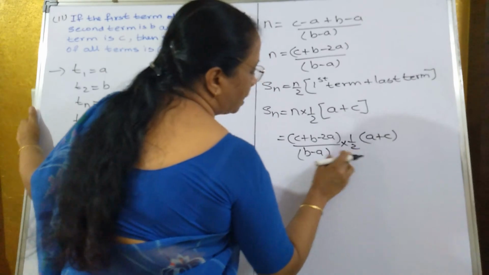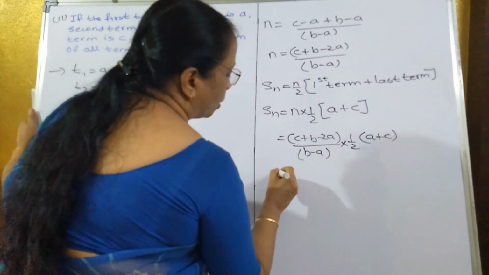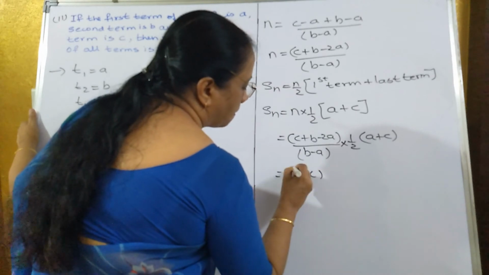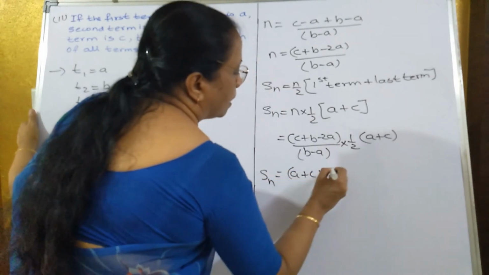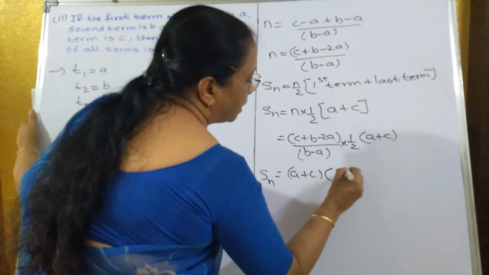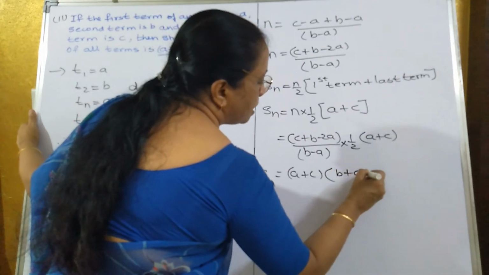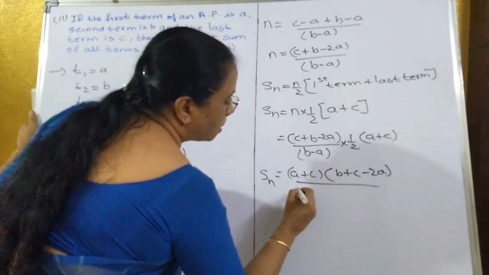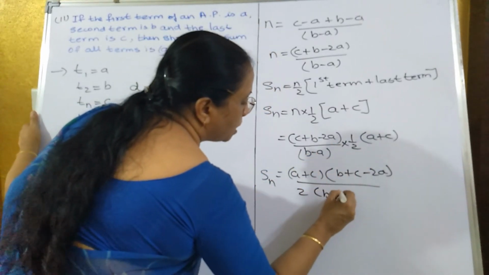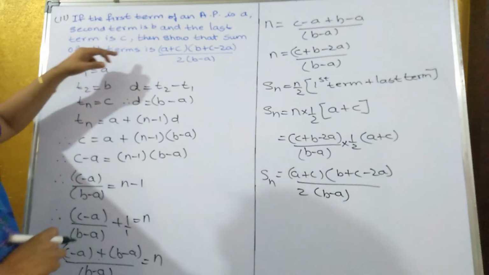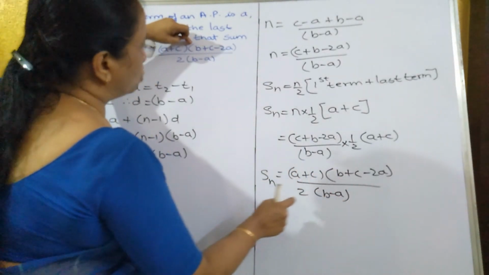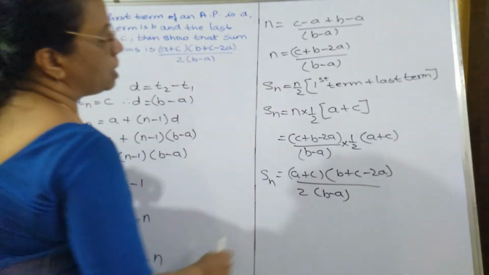Now multiply this 2 over here. So what you will get? A plus C into B plus C minus 2A upon 2 into B minus A. That is what we had to prove. A plus C into B plus C minus 2A upon 2 into B minus A.